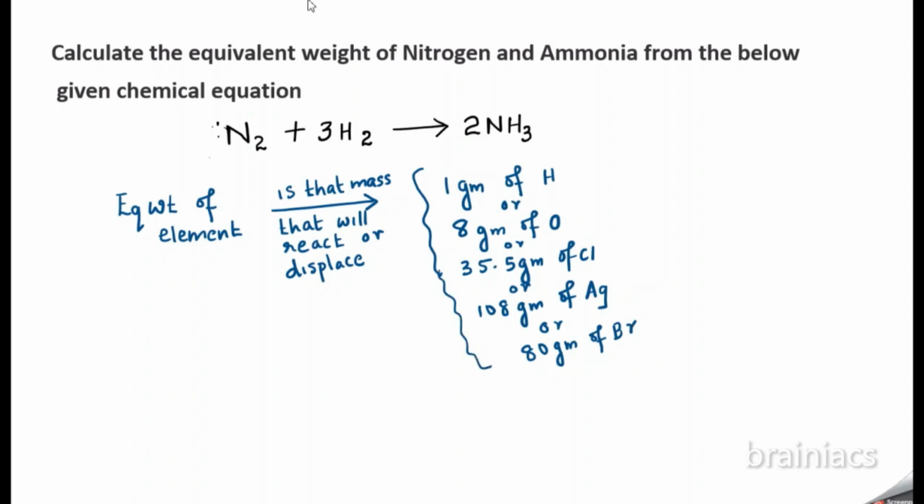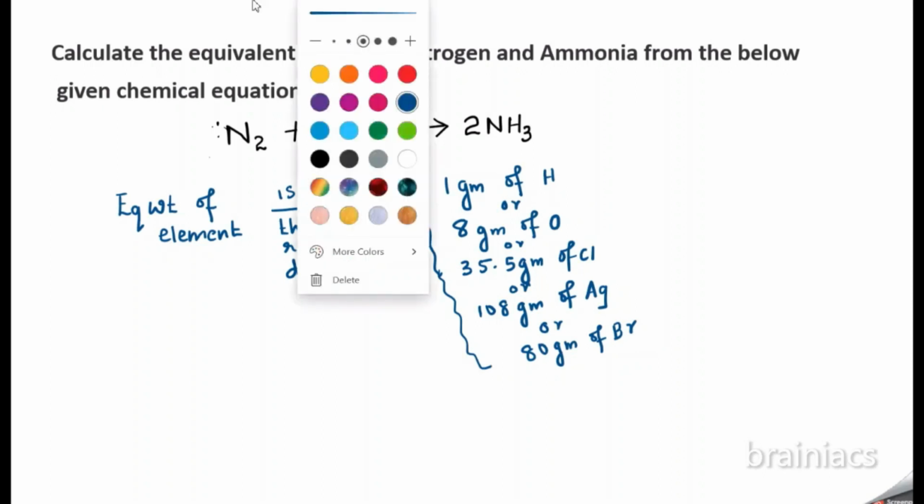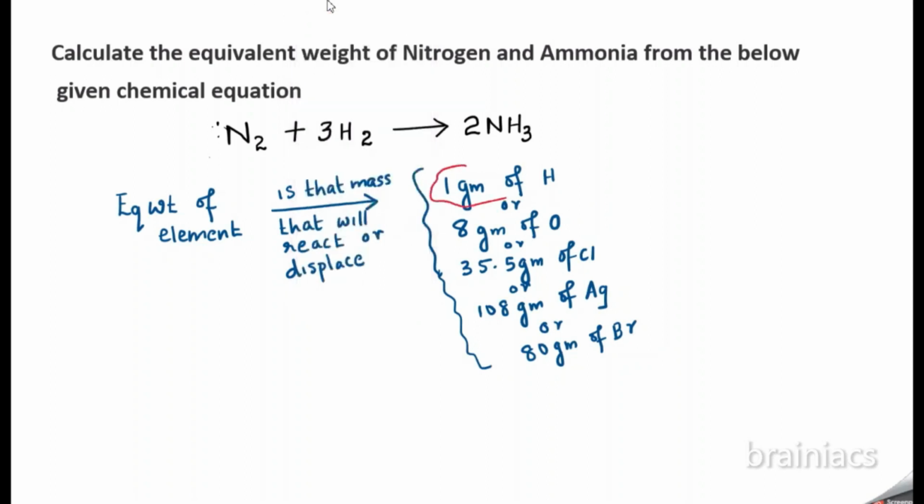Now which definition will suit you here? Now I need to find the equivalent weight of nitrogen and ammonia. So here what they have given is hydrogen, so we will go with the definition of hydrogen. This is what we are going to use for finding the equivalent weight. Now listen here. As per the equation, nitrogen N2 means how much gram? You know that N2 is 28 gram, correct? So 28 gram nitrogen, correct?